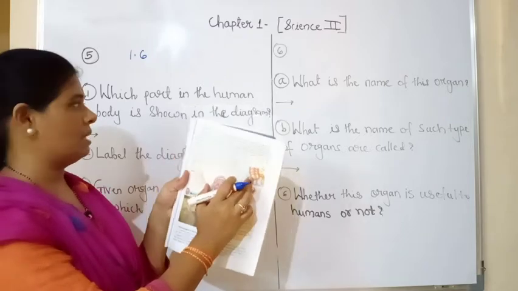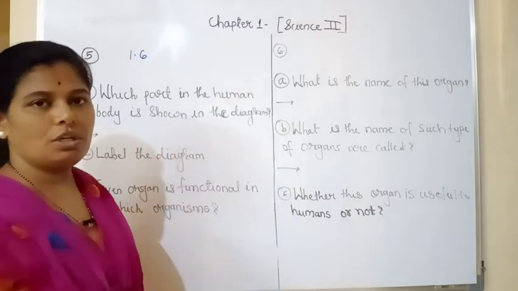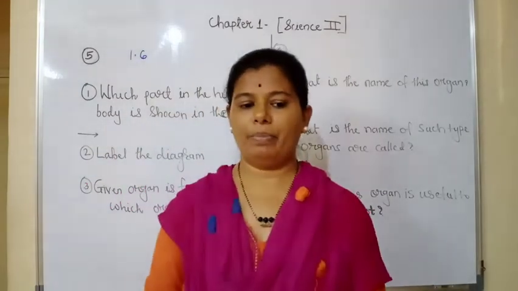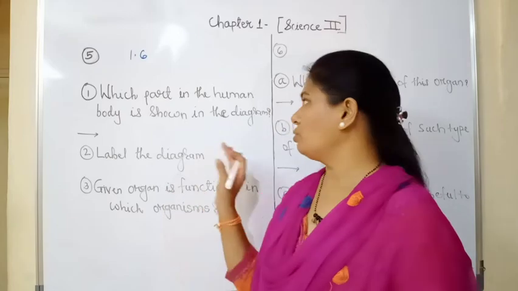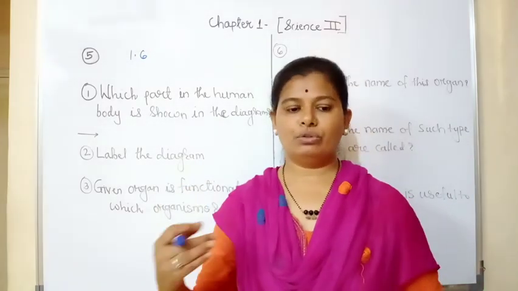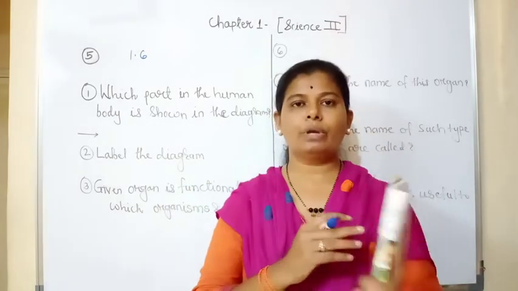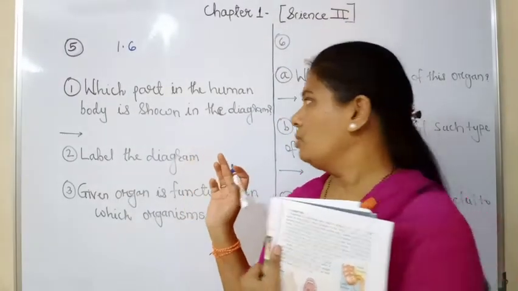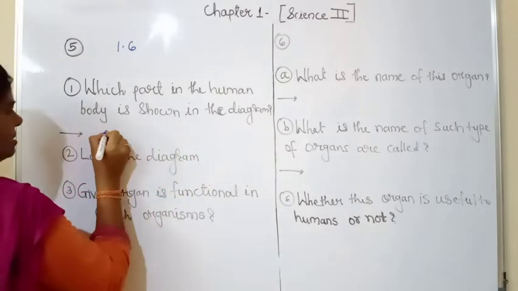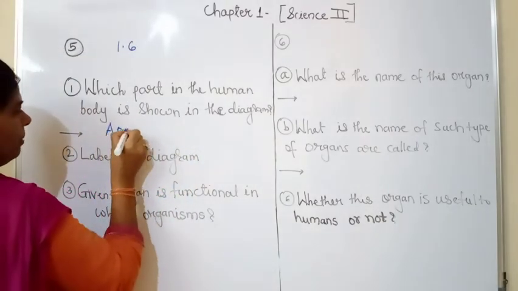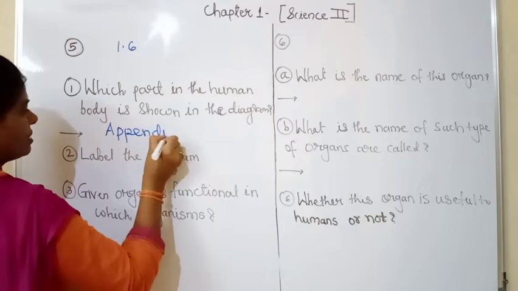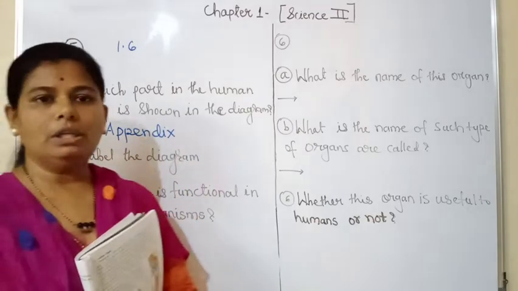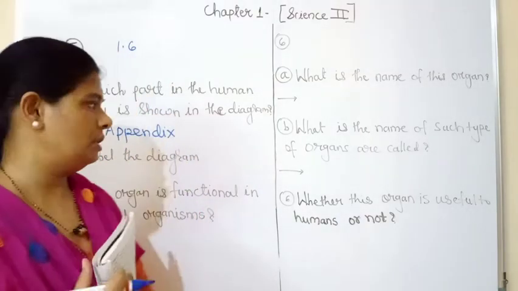You have to follow this. Now the first question is, which part of the human body is shown in the diagram? By observing the diagram you can identify it very easily and write the answer. Which organ is shown in the diagram? That is the appendix. This is the organ in the human body which is shown in the diagram.